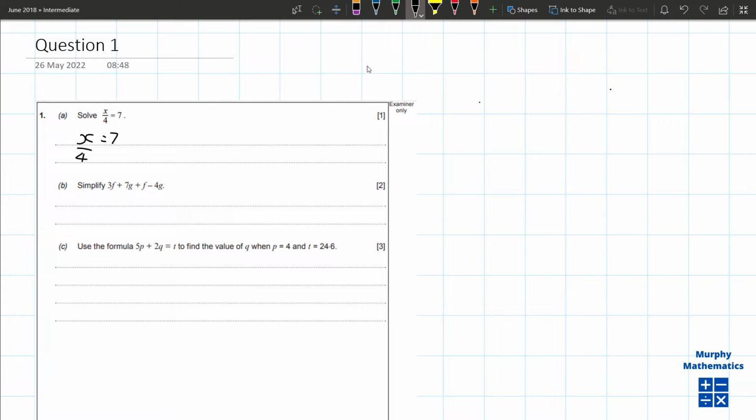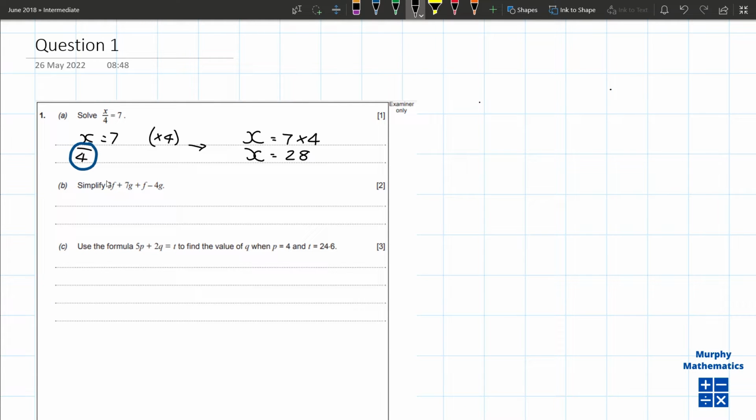I want to know what 1x is, so I need to get rid of this over 4, this divide by 4. I'm going to do that by timesing both sides by 4, and then I'm left with x equals 7 times 4, therefore x equals 28.